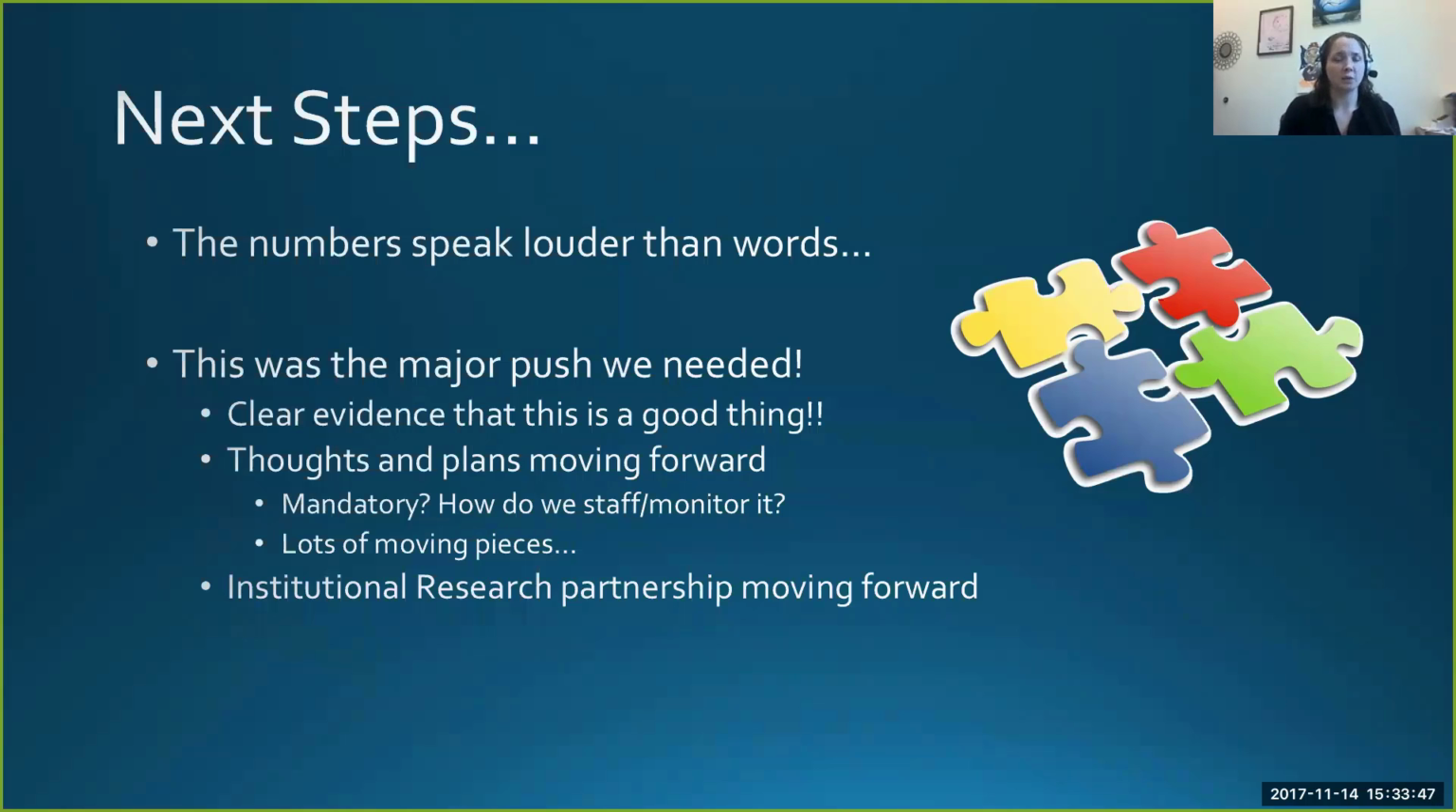Can we make it mandatory? Can we make it so that they can't proceed in their other online courses without going through this first? How do we staff and monitor it? As of right now, I myself go into those online orientations, and if a student asks a question in the forums, I'm usually answering back.